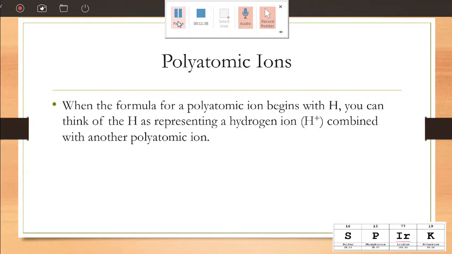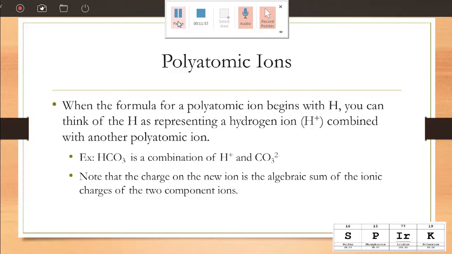When the formula for a polyatomic ion begins with H, you can think of the H as representing a hydrogen ion, which is H+, combined with another polyatomic ion. So for example, we have the bicarbonate ion, which is HCO3-, a combination of H+ and CO3 2-. Note that the charge on the new ion is the algebraic sum of the ionic charges of the two component ions. So we have H plus 1 and CO3 2-. So we add plus 1 and 2-, and we end up with an overall net charge of -1, which is why HCO3 is a 1- ion.